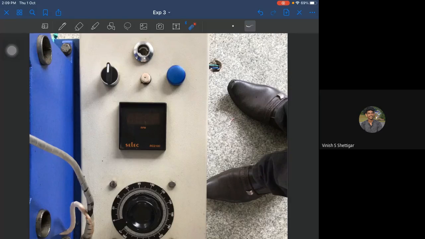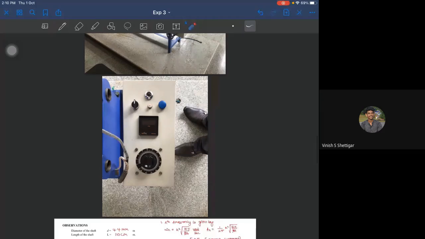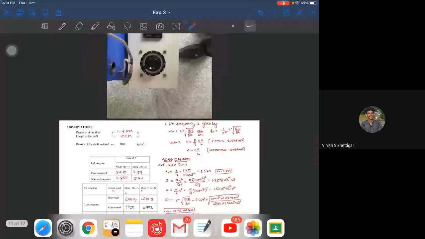Before I go to the calculation, let me show how it actually works. Look at this.